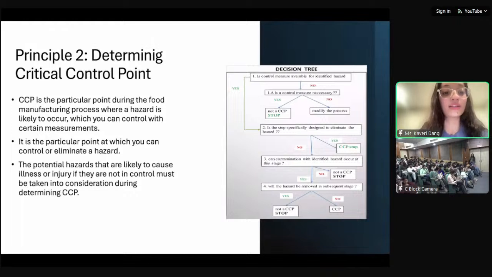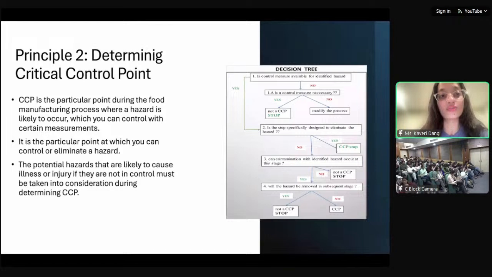points. The potential hazards that are likely to cause illness or injury if they are not in control must be taken into consideration when determining CCPs. So, this is an example of the decision tree that you would use in case of any contamination event. Let's say there is some metal contamination, which means metal pieces, metal slivers, or metal flakes ended up on your food product. How would you determine what the critical control points are going to be?